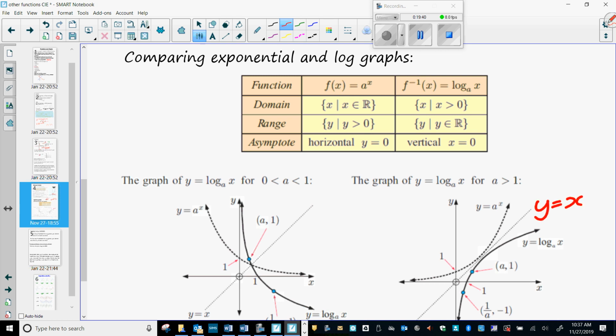Now, I'm pretty sure we need to know log graphs, but now I'm second guessing myself. Let me pause.